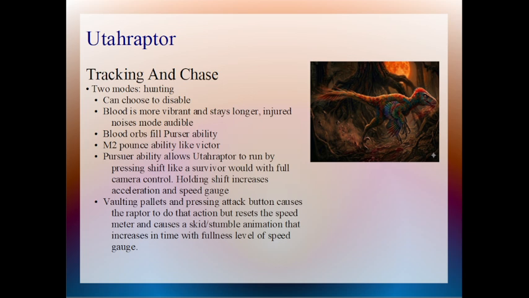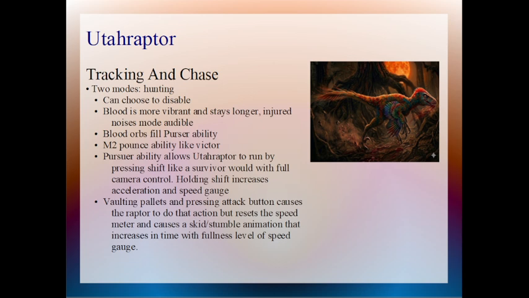Hunting mode. This is one you can actively choose to disable. If you want to go back to tracking mode, you can. Blood will be more vibrant, it'll stay longer, and injured noises will be more audible. Blood orbs like Oni will appear, and that fills Pursuer. You get access to an M2 Pounce like Victor has, and you also get access to the Shift button.